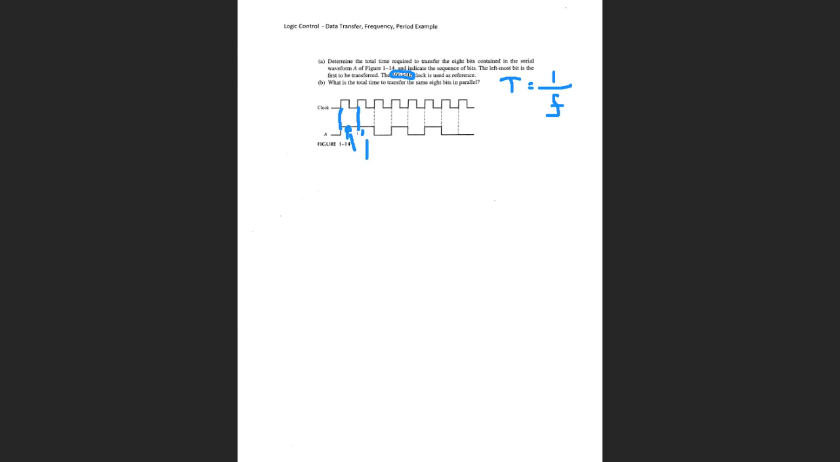And then you can just count, well, how many clicks of the clock do I have? That's the period. How many periods do I have? Basically, this is a click. This is another click. That's the second. That's the third. That's the fourth, fifth, sixth, seventh. Looks like there's 8 clicks here.